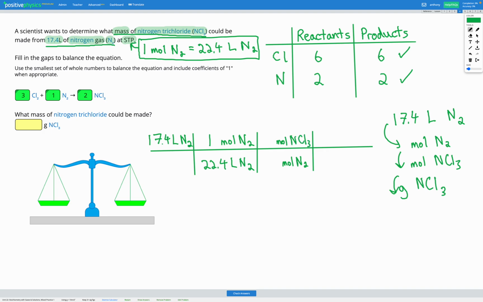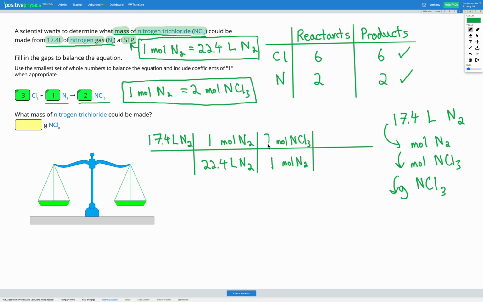And then I'm using my chemical equation to find the ratio between them. So we've got 1 mole of nitrogen gives 2 moles of nitrogen trichloride. So my conversion factor here is 1 mole of nitrogen gives 2 moles of nitrogen trichloride. So that's my conversion factor for this step. So I'm going to have 1 on the bottom with my moles of nitrogen and 2 on the top with my moles of nitrogen trichloride.